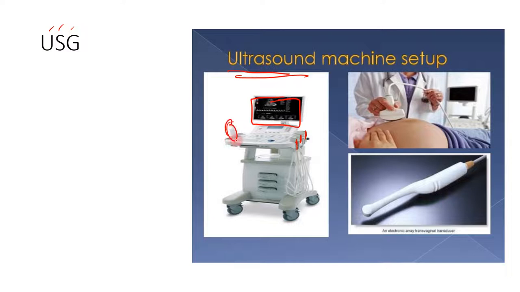This is a jelly. If you have undergone an ultrasound examination, you might have felt how cold this jelly is. Then there are a lot of buttons over here, tray structures, gloves and all materials in here. It is something like a console. It will be on wheels, so it will be portable. Okay, this is the ultrasound machine.